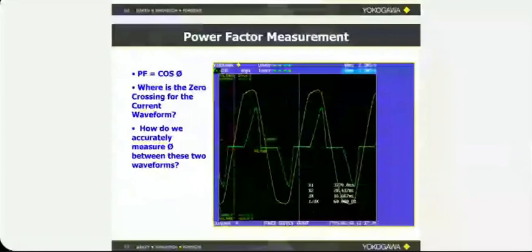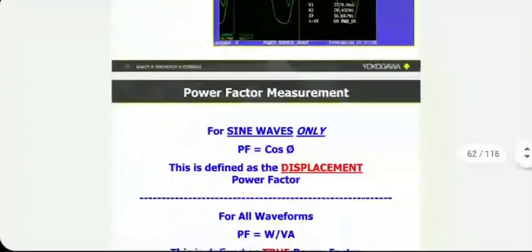So you basically see where the voltage signal is crossing zero and where the current signal is crossing zero next. The difference between these two will give you the phase difference between the two. This is how they measure using digital techniques.